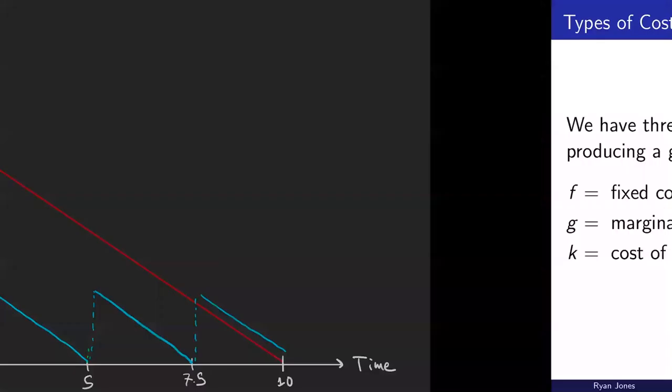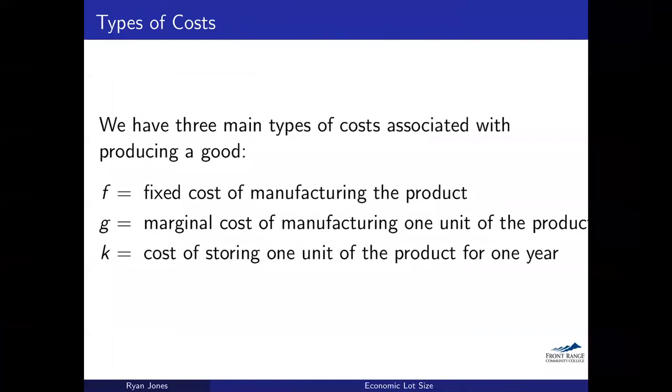So I just talked about one of the main types of costs associated with producing a good. That's what I'm going to call K. It's the cost of storing one unit of your product, of your t-shirt, for 1 year. And we're going to give that a value of K.